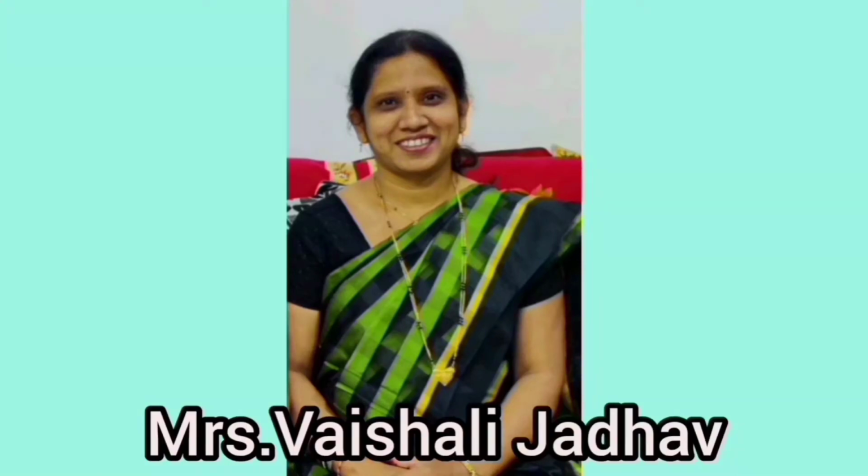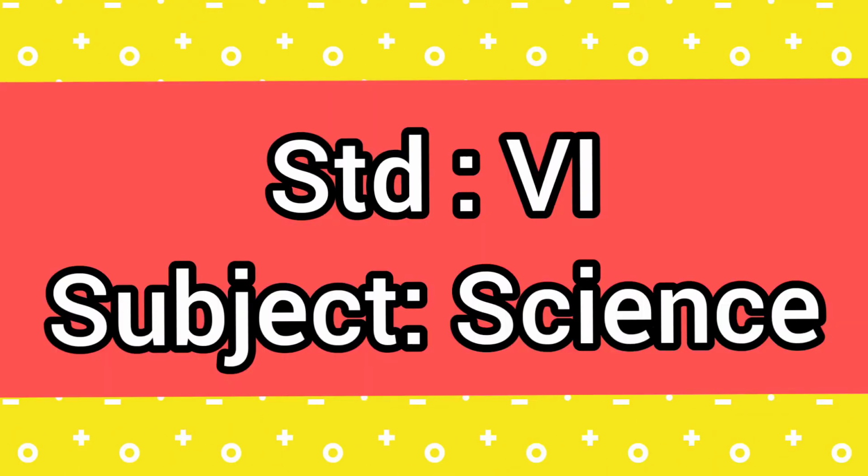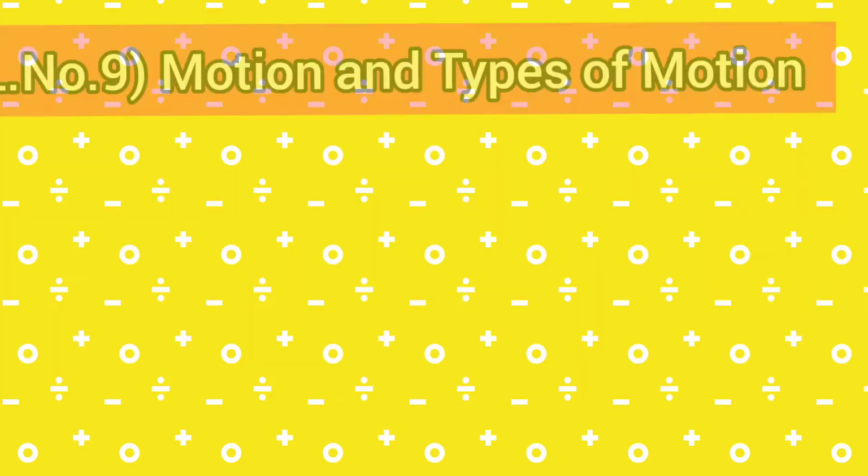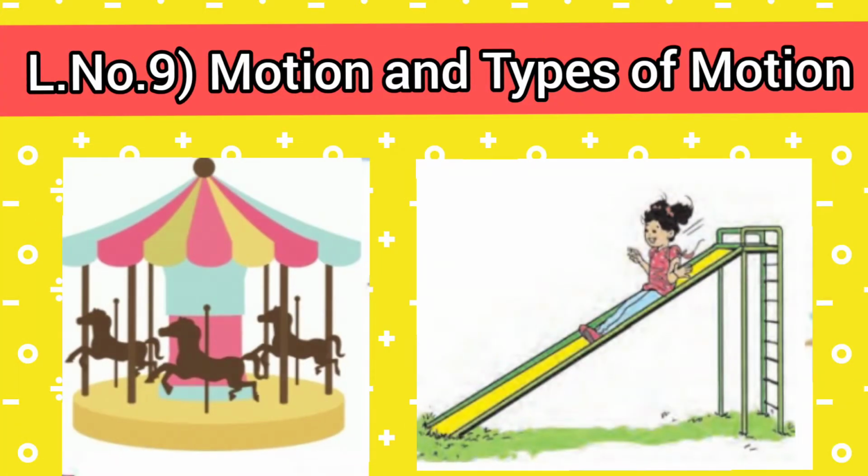Vaishali Jadhav. Today we'll learn Standard 6 Subject Science, Lesson number 9, Motion and Types of Motion. Children, in our day-to-day life, we see many moving objects. Moving objects are said to be in motion.